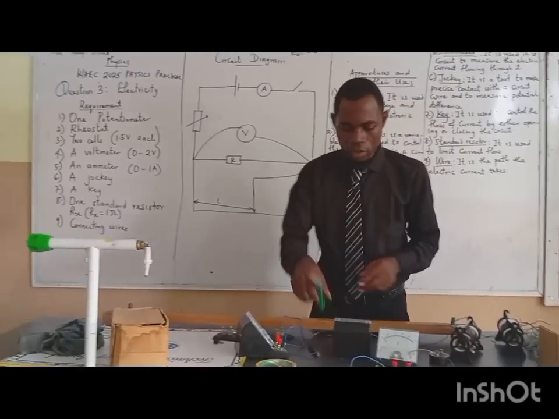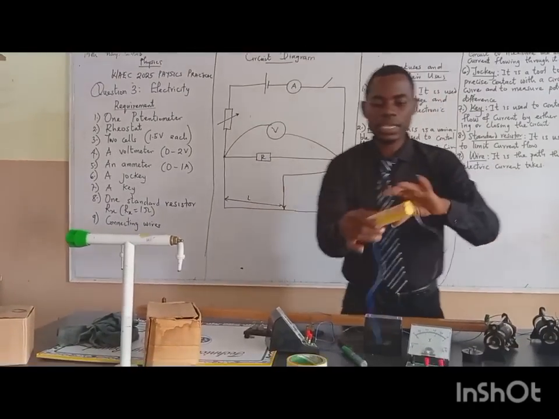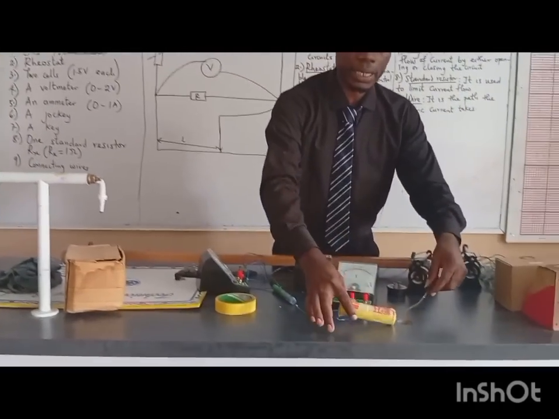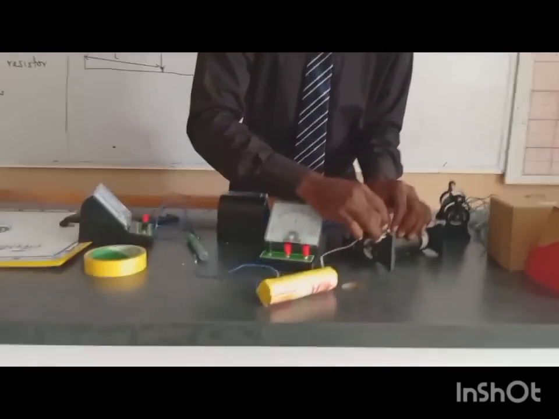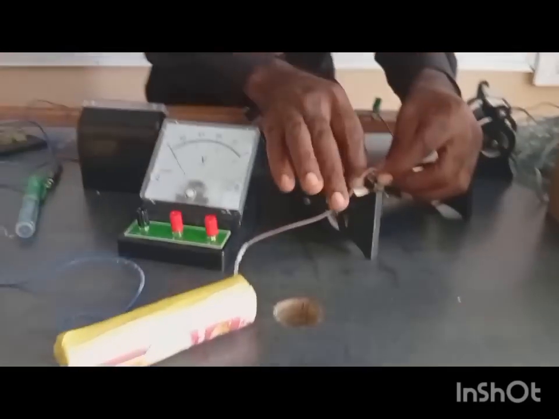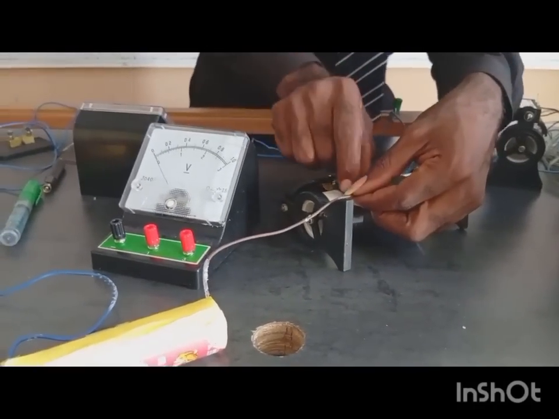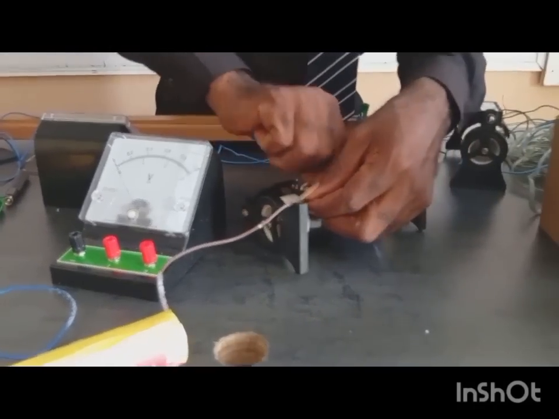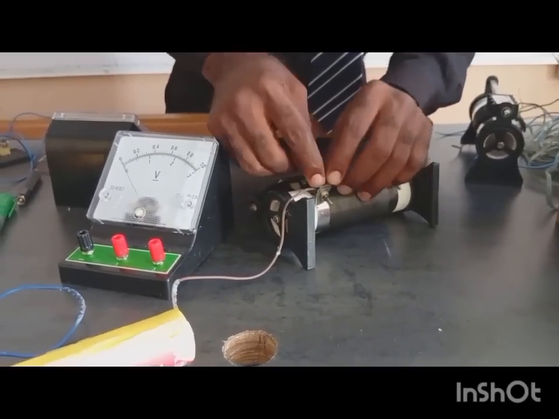Now, let's start the connection. I have my battery here. The positive side of my battery will be connected to the rheostat. Camera, move closer to me so that they will see how it is connected. I'm also watching my time. I don't want the video to be too long.